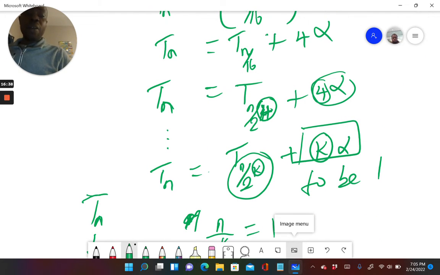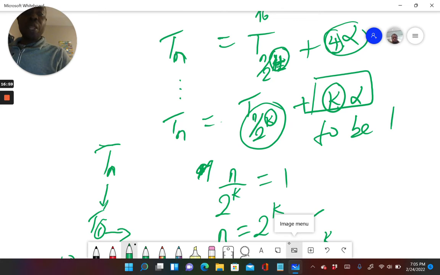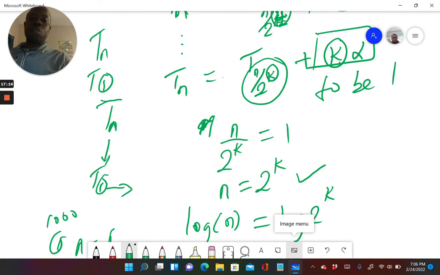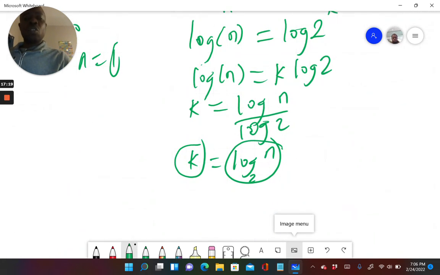Look at that. So generally, when you had n over 16 here, that is n over 2 raised to the power 4, right? You have 4 here and 4 here. Now, generally, if it is 4 here, you can replace this power by k, okay? And the target is to make sure n over 2 raised to the power k equals 1, right? Because you have to move from tn until t1. T1 is the last item once again. So n over 2 raised to the power k equals 1, and then you have that.